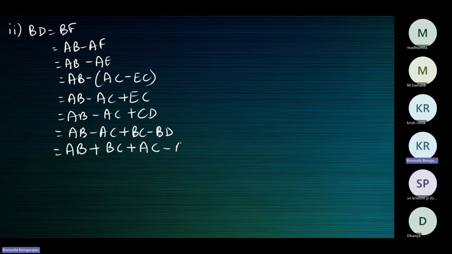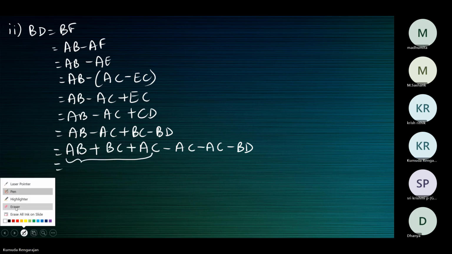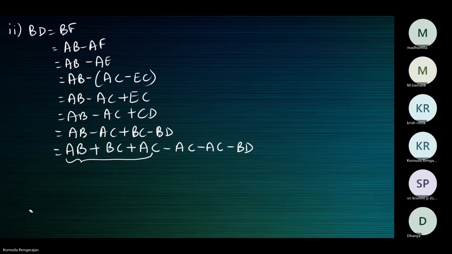So when you add AC, you should subtract AC. There's a minus AC already here in the expression. So write that, and then minus BD. Now this one is 2S. AB plus BC plus AC is the perimeter, and perimeter is twice the semi-perimeter. Semi-perimeter is S, so perimeter is 2S, minus 2AC, minus BD. Transpose.